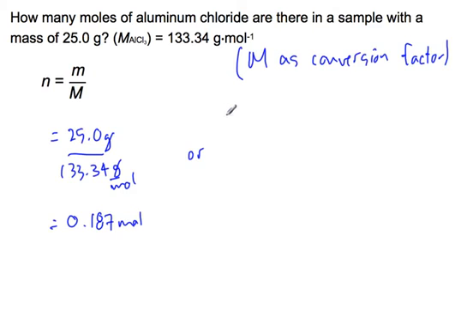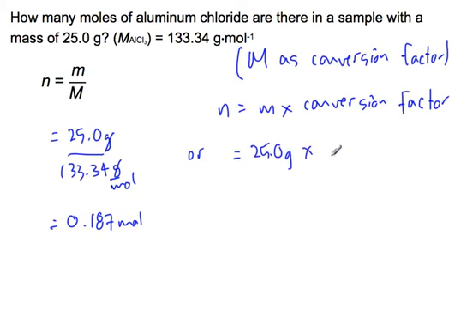So again, what are we looking for? We're looking for n, number of moles, equals, what are we given? Well, we're given a mass, and we're going to multiply by a conversion factor, and that conversion factor happens to be the molar mass. And so m is 25.0 grams, and we want to multiply by a conversion factor that gets rid of grams. So what are we going to put down here? Well, 133.34 grams per mole means the grams part would go on the bottom, and what's on top? Per mole, that's 1 mole.